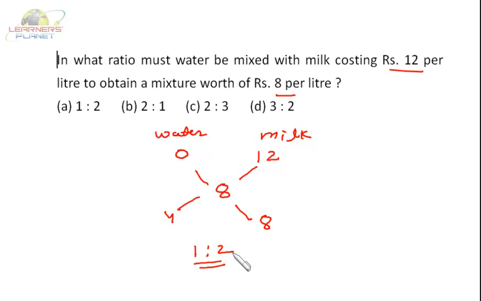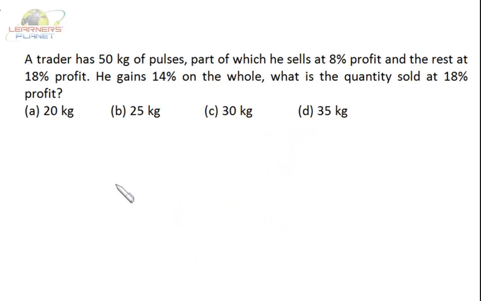That means for every part of water, 2 parts of milk should be mixed. So the desired mixture will cost 8 rupees per liter. Okay, I hope you are clear. Now do this simple problem on your own and then match your answer with mine.